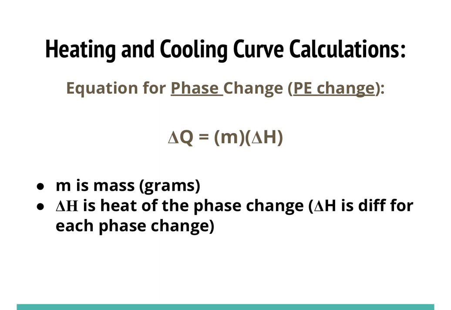If, however, we're looking at a heating curve and you're looking at a phase change, meaning those areas in the graph that are straight and kind of parallel, that's going to be where we're calculating potential energy because there's no kinetic energy changing there. In that case, we need M and we need something called delta H.